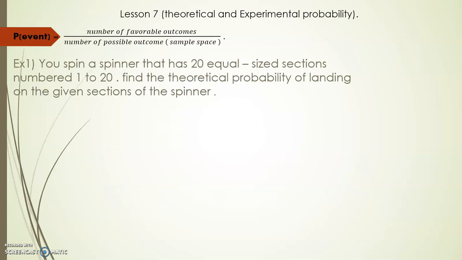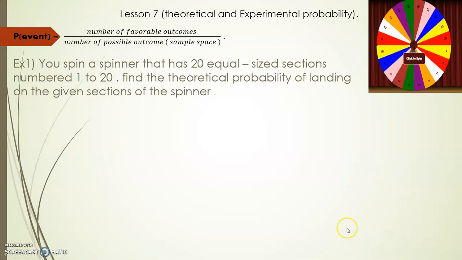Example number 1. You spin a spinner that has 20 equal sized sections, numbered from 1 to 20. Find the theoretical probability of landing on the given sections of the spinner. All of us know what the spinner is. It's numbered from 1 to 20. Then he will ask me about probability of numbers, probability of odd numbers, probability of even numbers, and so on. So number 1, or letter A, probability of 15.